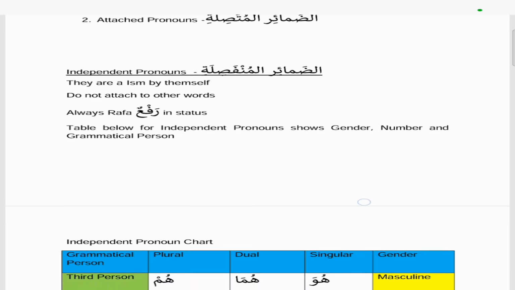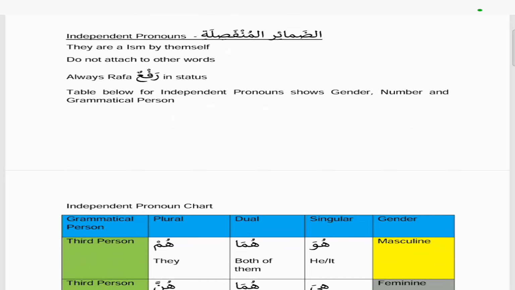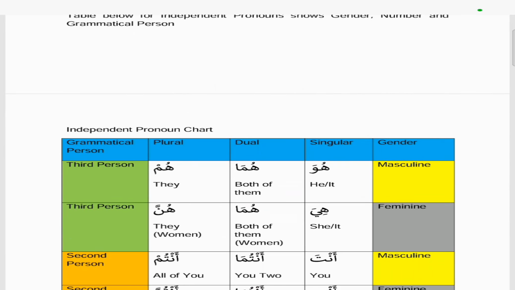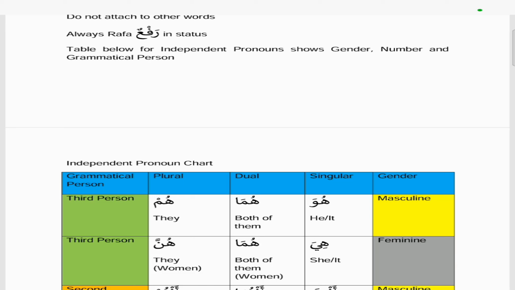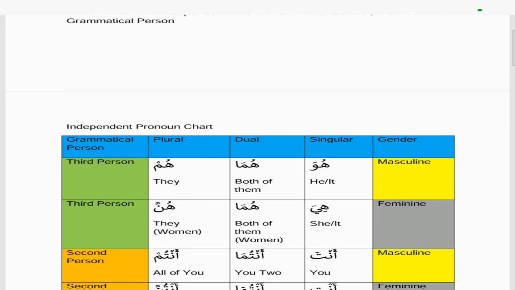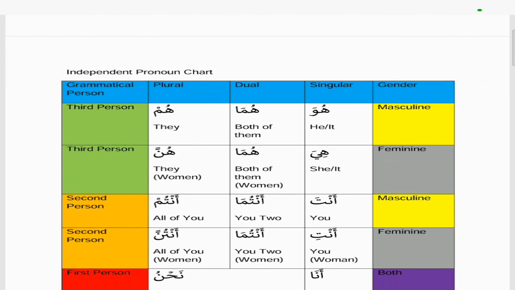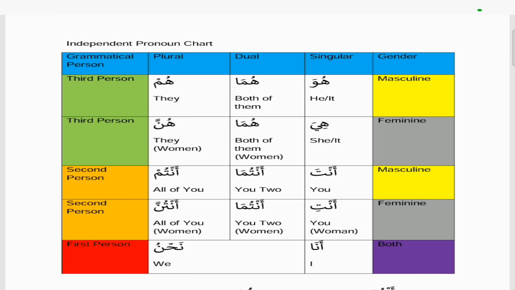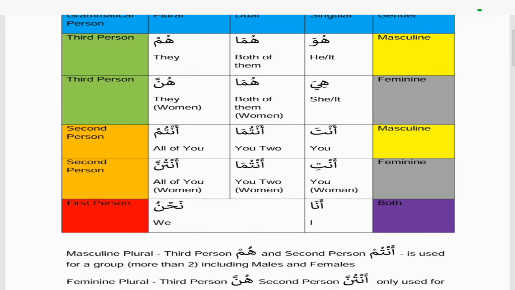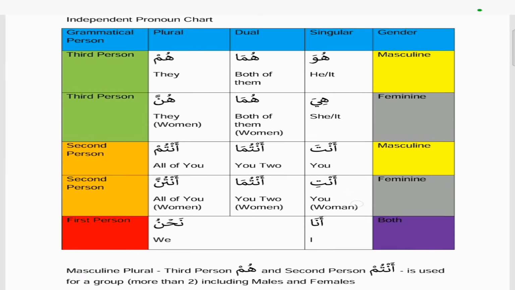So this table below shows the independent pronouns. It shows the gender. It shows the number, so whether it's single, dual, or plural. And if you remember, in Arabic the dual and plural are separate, unlike English. So dual obviously is two, and plural is three or more. This table also shows the grammatical person. What we mean by grammatical person is whether it's third person, so we're talking about people that are far away, like "they". Second person is when you talk about people that are closer, like "you". And first person is when somebody talks about themselves. So this table shows all three things.